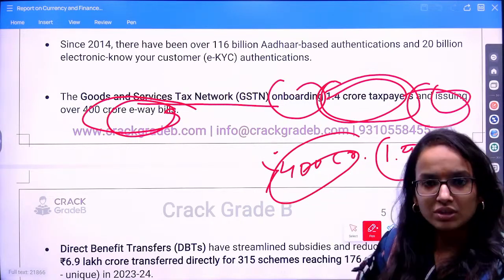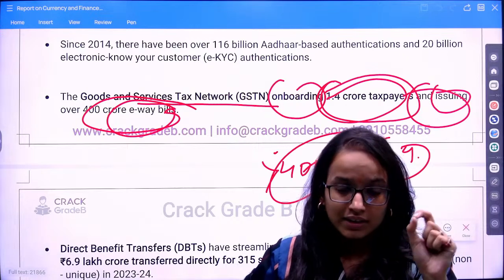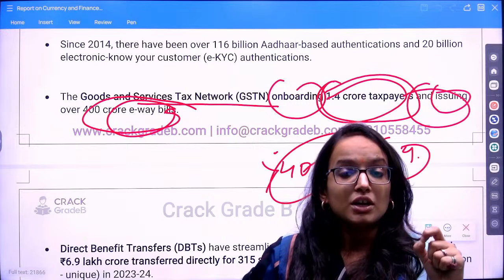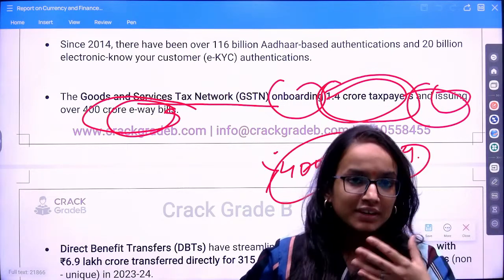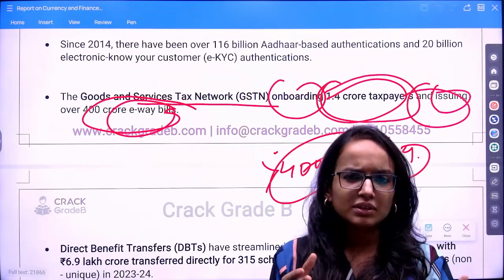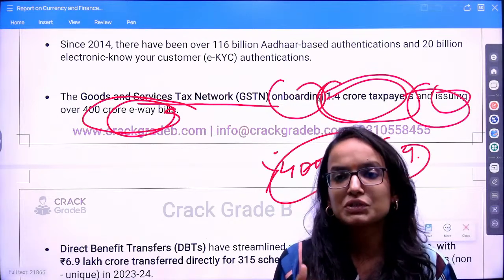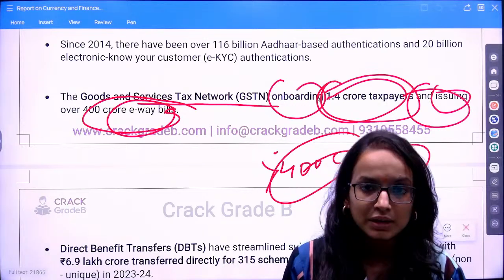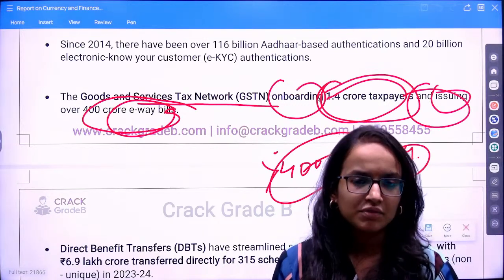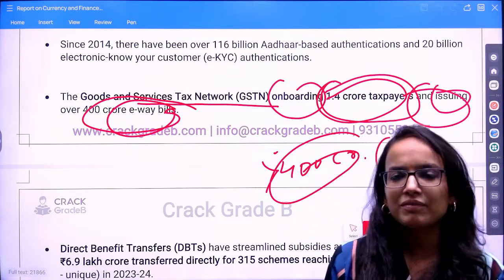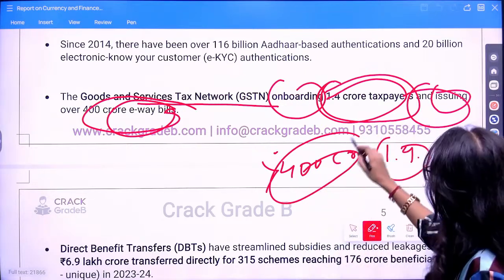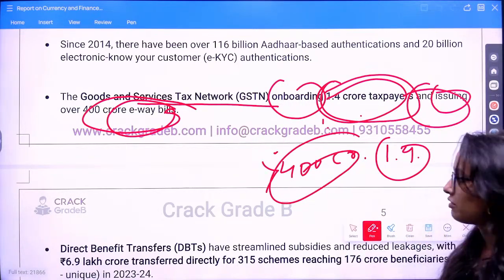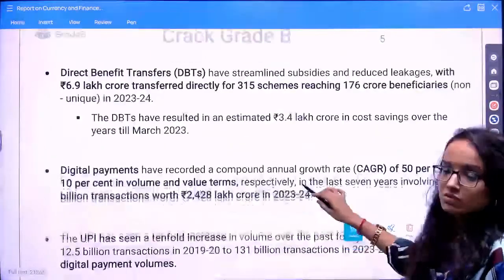E-way bills are what? These are the invoices, a necessary document which you need to generate for the goods which you transport. It is generated on the GSTN portal, and the threshold keeps on changing. I think presently it is 50,000. If it is 50,000 or more, then you need to have an e-way bill, right? There are specific categories in which less than 50,000 also requires generation of an e-way bill, but we don't need to go into that specification. Just remember this figure: 1.4 crore taxpayers onboarded on GSTN, and 400 crore e-way bills generated. So this again calls for the success of GST.